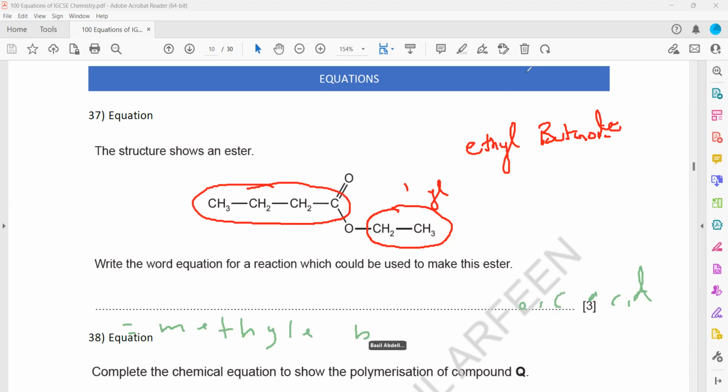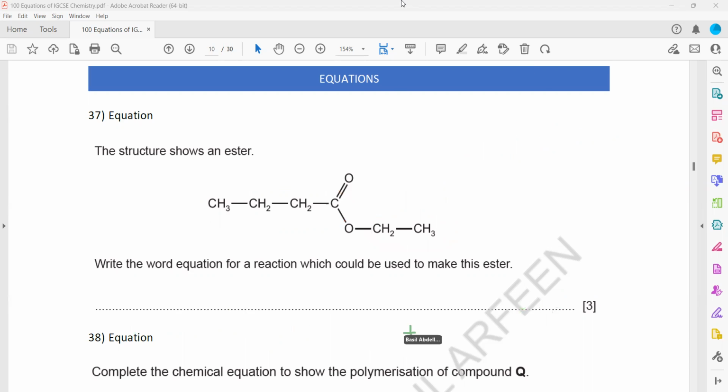So ethanol plus butanoic acid should give ethyl butanoate. So it is not methyl. And water also, because the name of the ester is ethyl butanoate. So if it is ethyl butanoate, the first part is always from the alcohol, so it should be ethanol, not methanol.